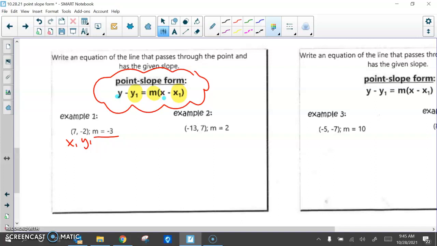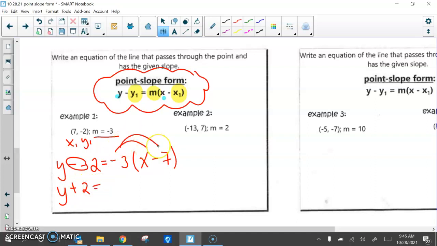So the formula goes y minus, then you plug your y1 in, negative 2, equals, my slope is m, so negative 3, parenthesis, x minus x1 is 7. And then we're going to simplify some. Right here, these two minus signs will make a plus. So y plus 2 is going to equal, and I need to distribute right here. So negative 3x plus 21.